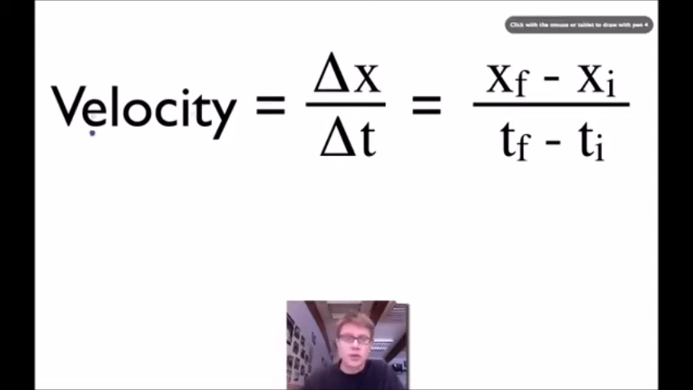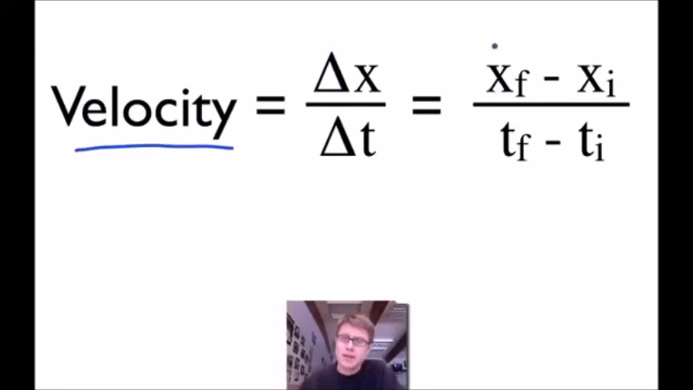A better way to remember it is the change in x over the change in t. It's the final x, or its final position, minus its initial position. You'll get used to this in science: the f always stands for final, and the i always stands for initial. Divided by the final time minus the initial time. And so this is a better way to explain what the delta means.